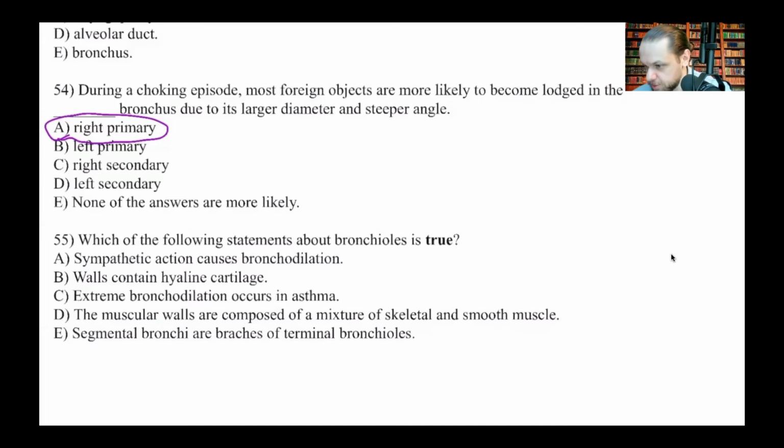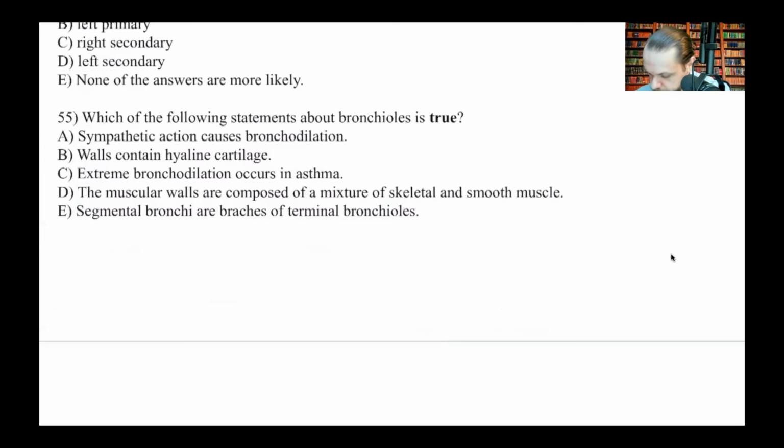All right, so 55. Let's do Kayla. Which of the following statements about bronchioles is true? Is it E, segmental bronchi are branches of terminal bronchioles? So the segmental bronchi are not branches of terminal bronchioles. The terminal is more toward where you go toward the alveoli.